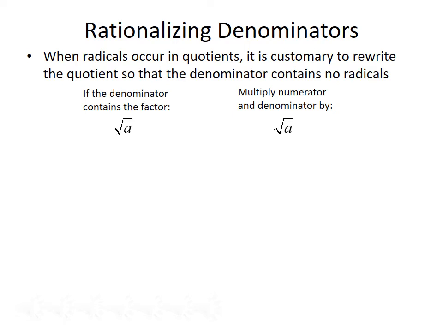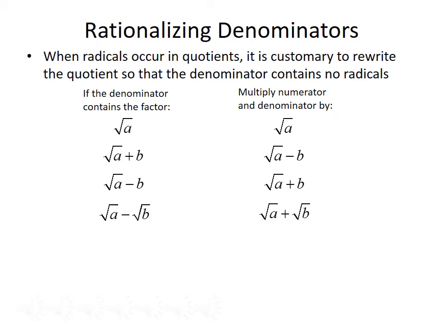If the denominator has the square root of a number a, we're going to multiply both the numerator and denominator by the same thing, the square root of a. If the denominator has the square root of a plus b, we're going to multiply both the numerator and denominator by the square root of a minus b. Similarly, if we have the square root of a minus b, we'll multiply both the numerator and denominator by the square root of a plus b. And if we have the square root of a minus the square root of b, we'll multiply by the square root of a plus the square root of b.